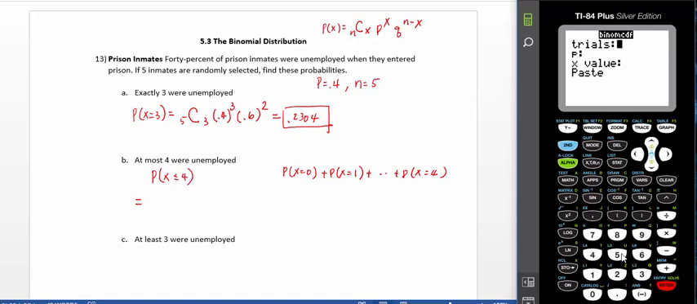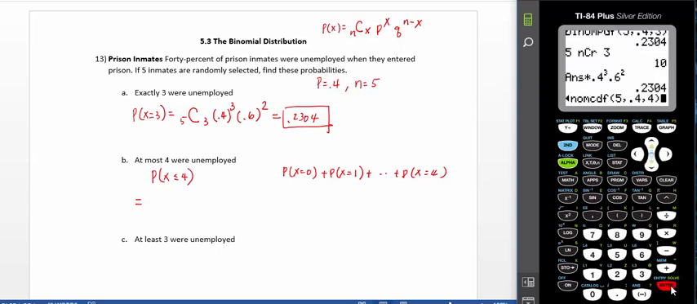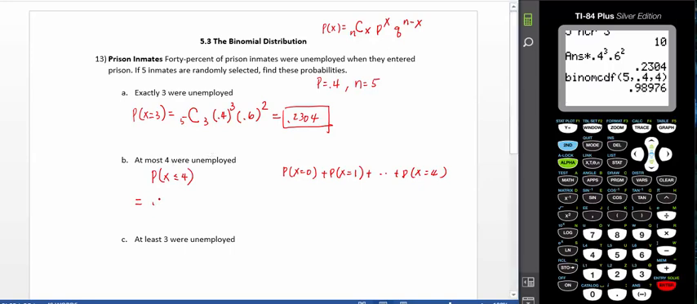So the number of trials is still 5. P is still 0.4. X is 4, but you're not looking for just probability x equals 4. That means probability of x starting at 0 all the way up to 4. And that gives us a probability of 0.9898.